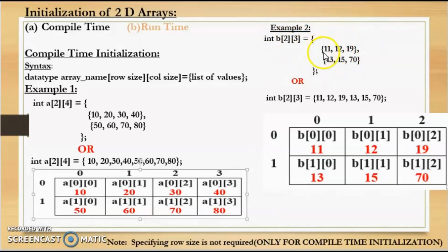So whatever we've written inside this first pair of curly brackets will be inserted inside the first row, and whatever we've written inside the second pair of curly brackets will be inserted inside the second row. Now we know that in two-dimensional arrays the rows start from 0. So these elements, that is 11, 12 and 19, will be inserted inside the 0th row, and these elements, that is 13, 15 and 70, will be inserted inside the first row of the array.